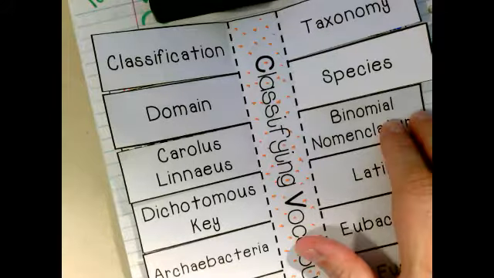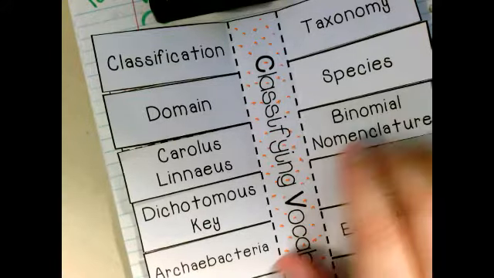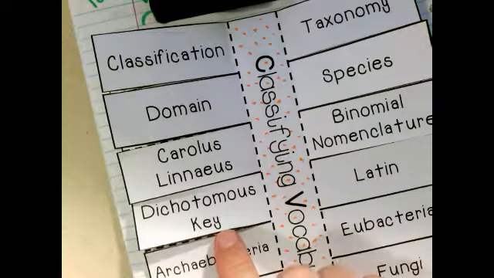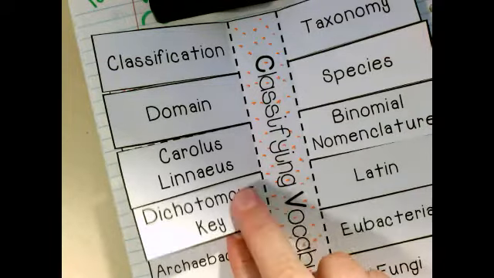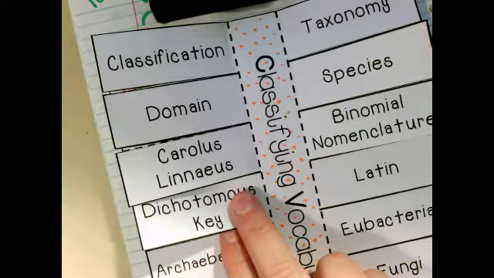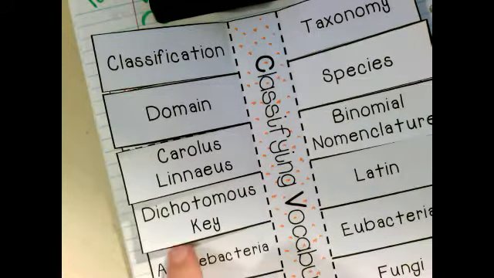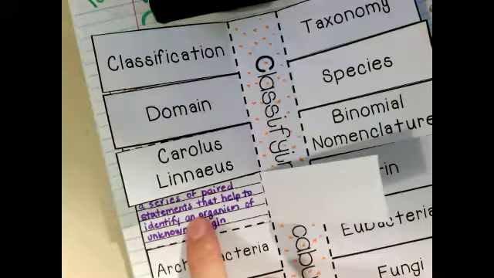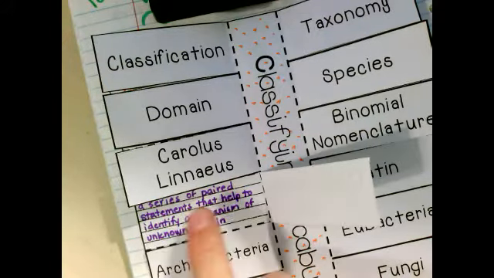Now, what happens when an animal or a living thing pops up and we don't know what it is? There's this thing called a key. Think about on a map, you have a map key, and it kind of tells you what everything is. Well, this is called a dichotomous key. That H is silent there. So it's called a dichotomous key. And it says it's a series of paired statements that help to identify an organism of unknown origin. We're going to look at this.